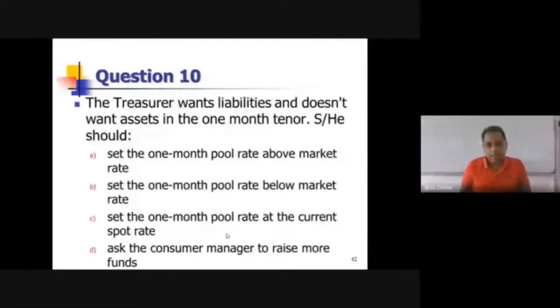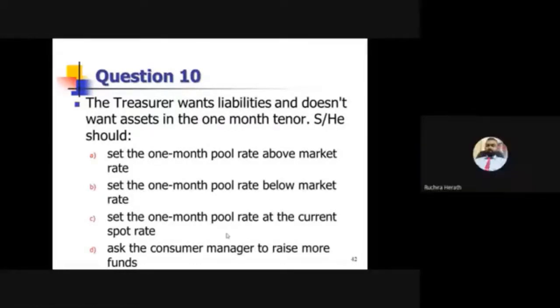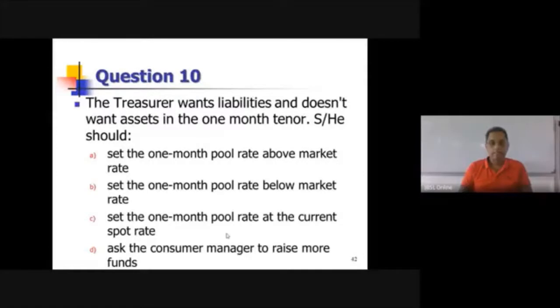The treasurer wants liabilities and doesn't want assets in the 1 month tenor. What should he do? So he wants to borrow money, he doesn't want to lend money in the 1 month tenor. The treasurer says, I want to borrow more 1 month deposits, I don't want to lend anymore. So what will he do to the pool rate? Set the 1 month pool rate above the market rate, set the 1 month pool rate below the market rate, set the 1 month pool rate at the current market spot rate, or ask the consumer manager to raise more funds.